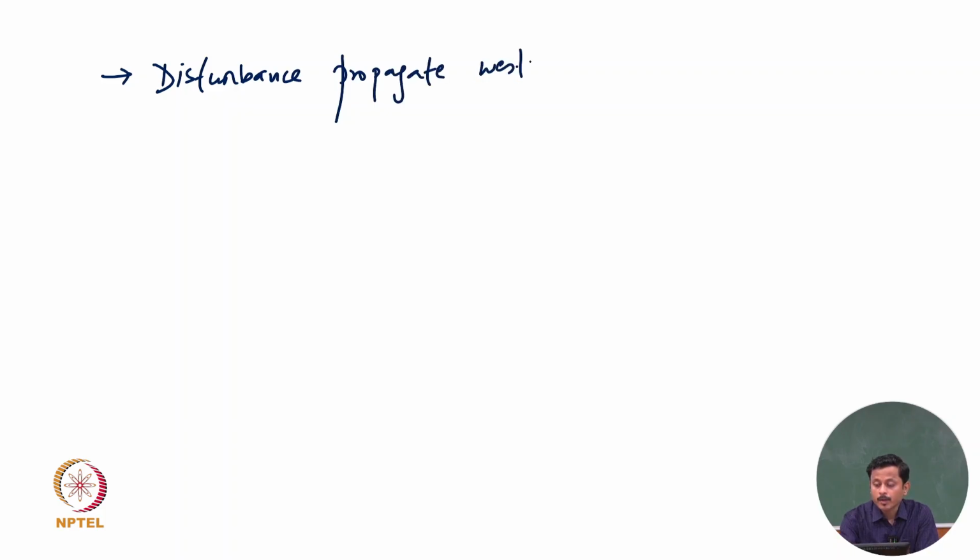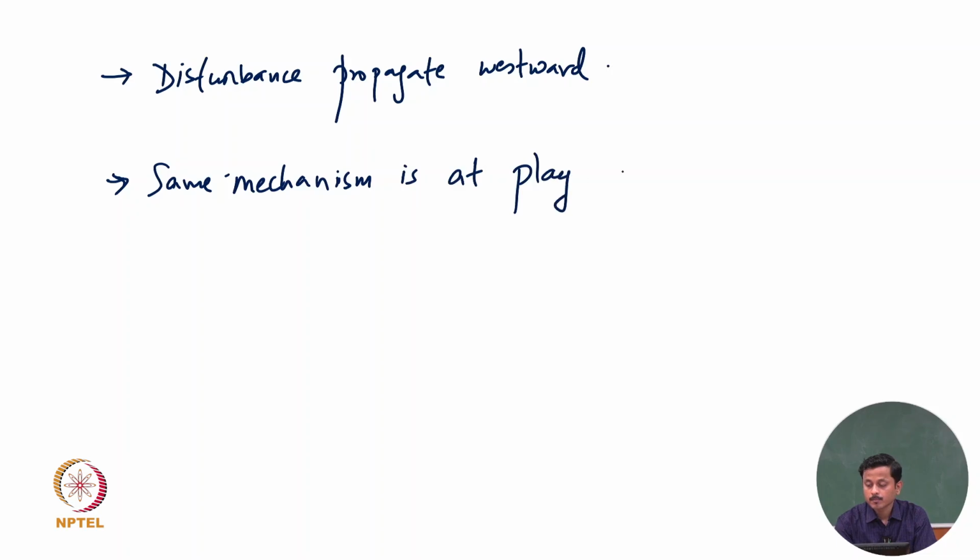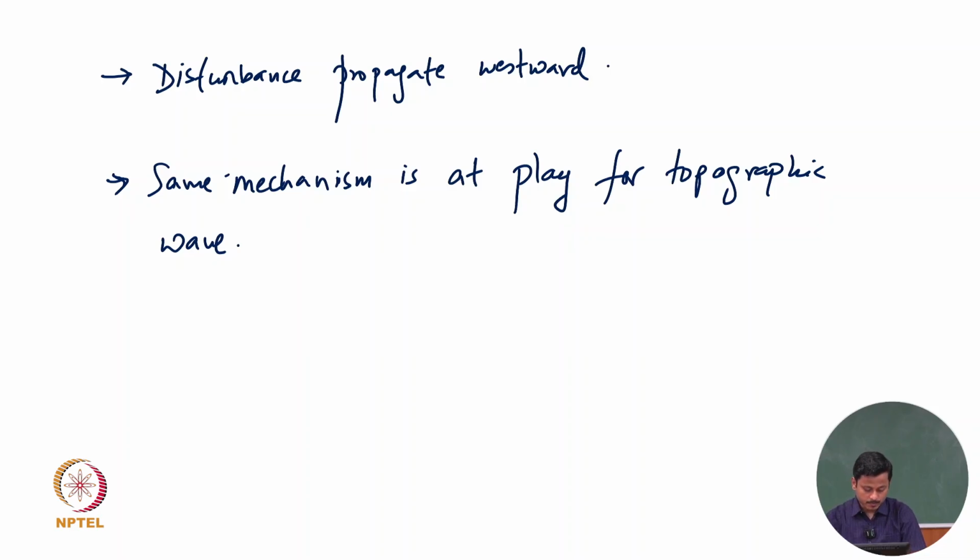So disturbances propagate westwards if the potential vorticity is increasing towards the meridional direction. The same mechanism is at play for topographic waves, and we have already shown the analogy between the alpha naught and beta naught parameters.